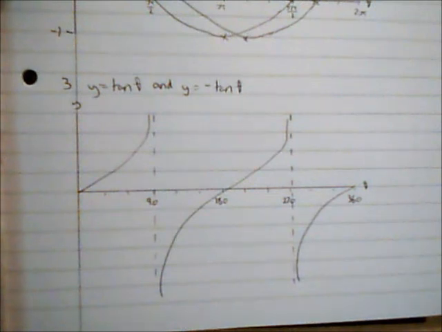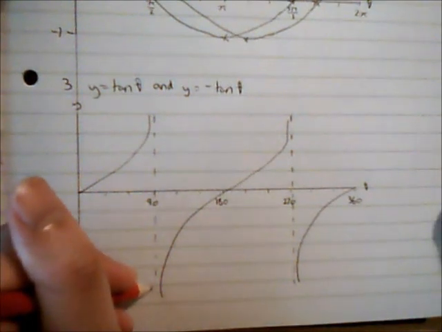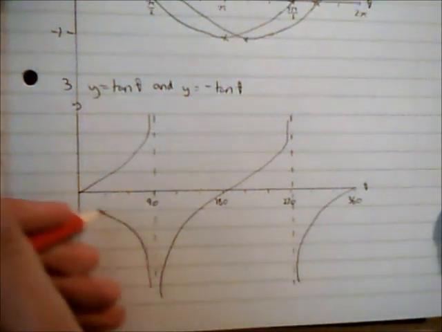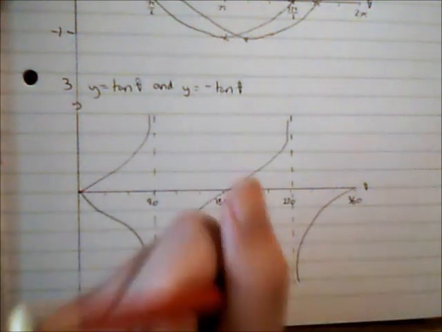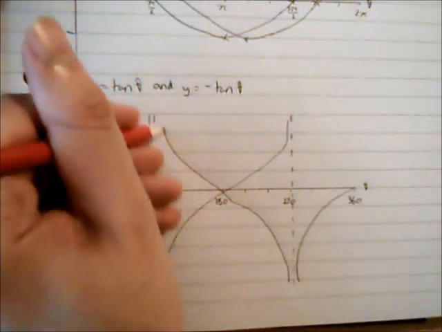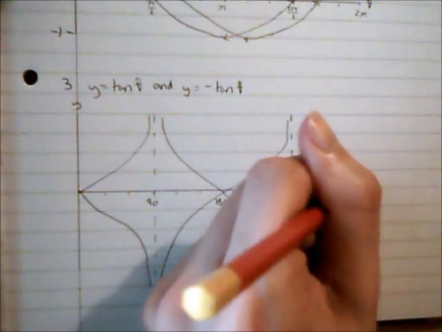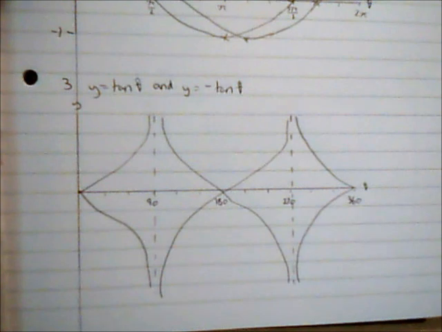So what will y equals negative tan theta look like? Well, if it's all negative, then it's going to be a reflection in the x-axis. And it will look something along those lines.